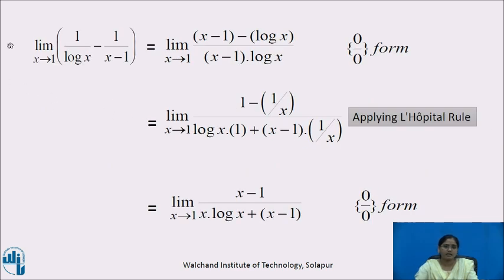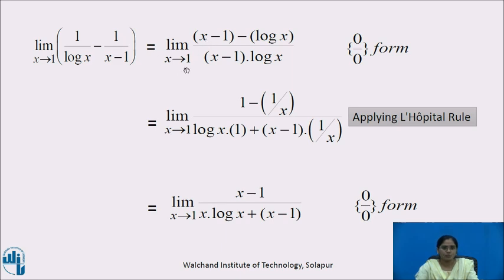Now here, limit x tends to 1, 1 upon log x minus 1 upon x minus 1. I am writing this as limit x tends to 1, x minus 1 minus log x upon x minus 1 into log x. I have just cross multiplied. Now substitute the limit.